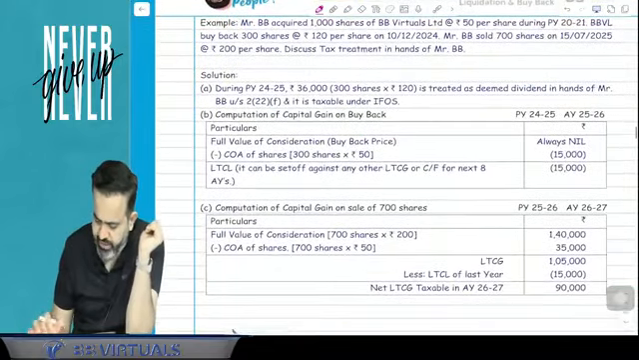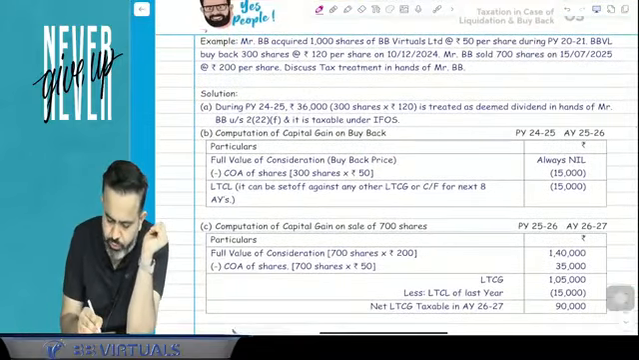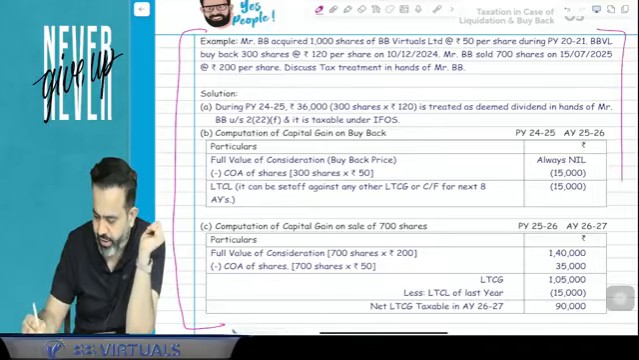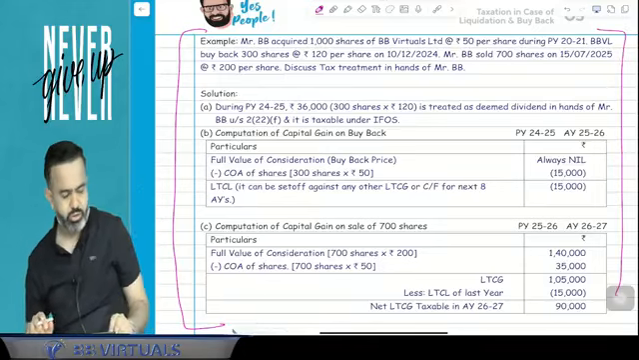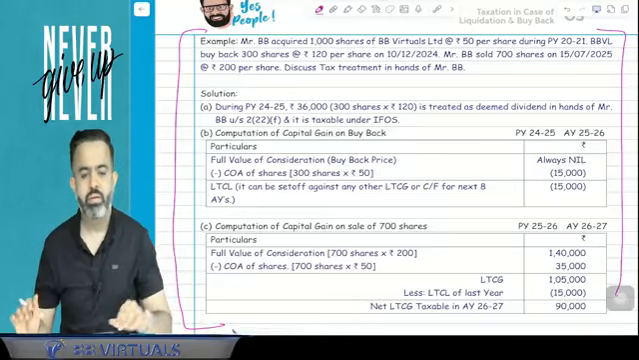After that, one example is given. I request you to read this example and check whether that example is correct or not. Just check it.